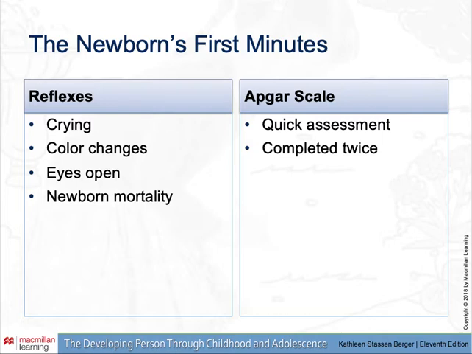They use something called the Apgar scale. This is a quick assessment of a newborn's heart rate, breathing, muscle tone, color, and reflexes. It is completed twice, at the 1-minute mark and 5 minutes after birth. There's a score involved of 0, 1, or 2 in each category. The desired score is 7 or above.